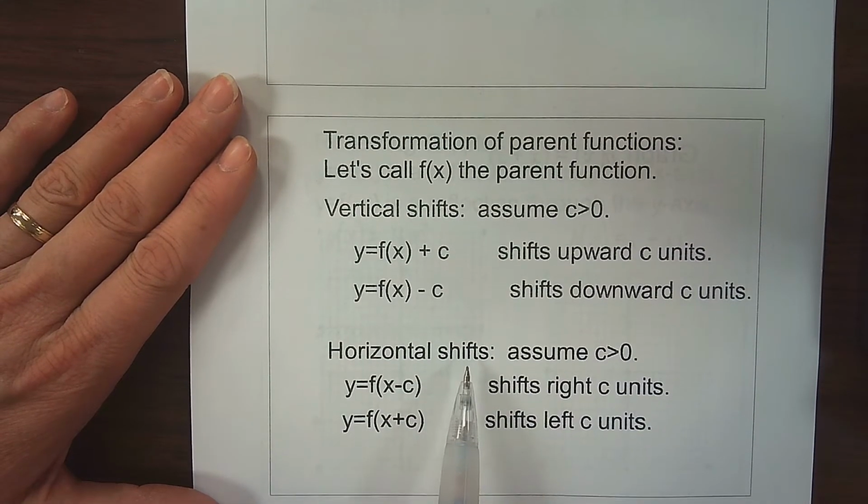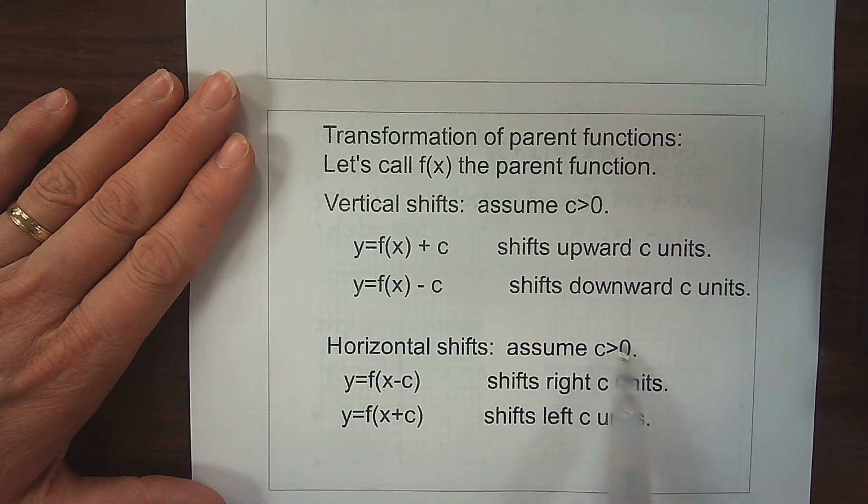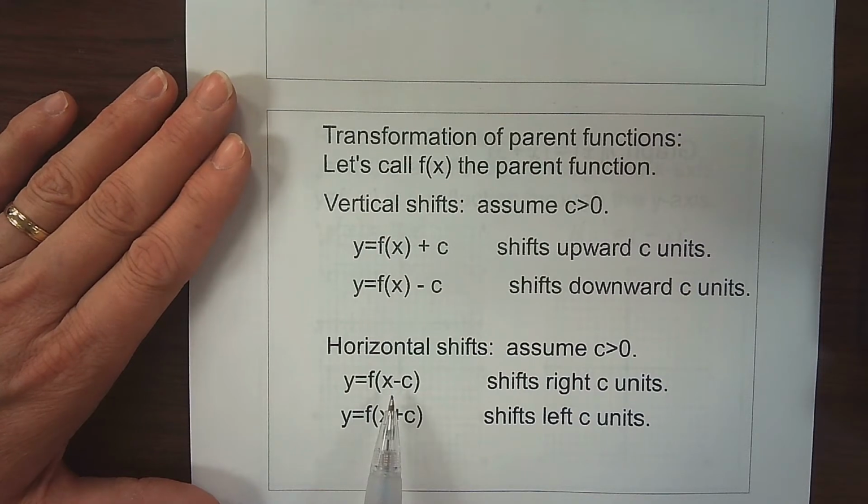Horizontal shifts are a little bit counterintuitive. If we assume that we're talking about c being a positive number again, this is where we are adding or subtracting to the x itself before the parent function is applied. And if that doesn't sound very clear, I think once we take a look at a couple of examples, it will become more clear.